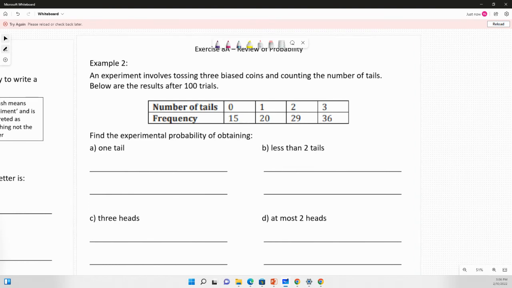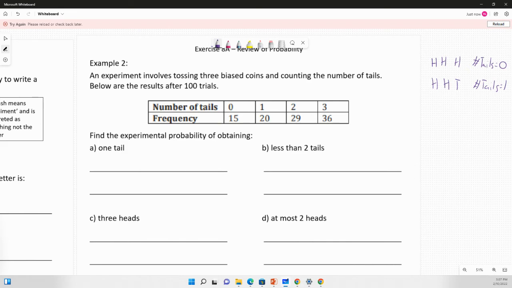So let's have a look at what this means. If you think about tossing 3 coins, you could get all heads, and then the number of tails would be 0. You could get a head and 1 tail if we toss our 3 coins, and then the number of tails would be 1. So that's what they're measuring here, the number of tails. They did that 100 times and this is what they got.